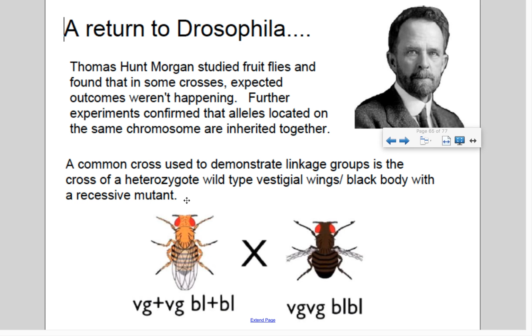And he was looking at heterozygote wild type, VG plus V. This plus indicates one type of allele, and this is without. They're looking at vestigial wings with a black body. So they're both heterozygote for these two traits, looking at a mutant that was homozygous recessive for both traits. You can see that the wings are really messed up, and they are fully black in color. So yeah, heterozygote wild type versus a mutant.